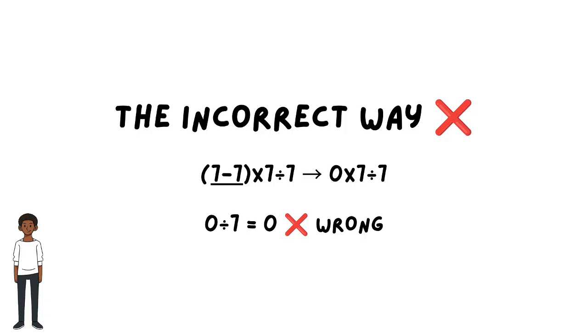They calculate strictly from left to right, from the very start, subtracting 7 minus 7 to get 0, then multiplying and dividing to end up with 0. But subtracting before multiplying and dividing completely violates the order of operations.